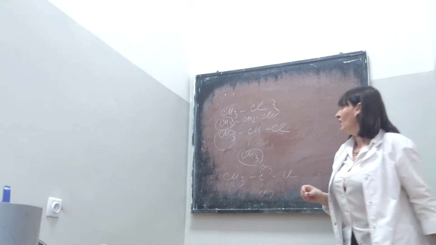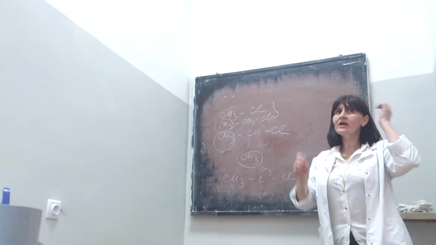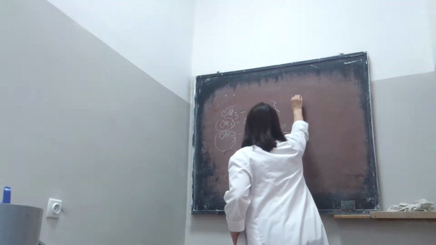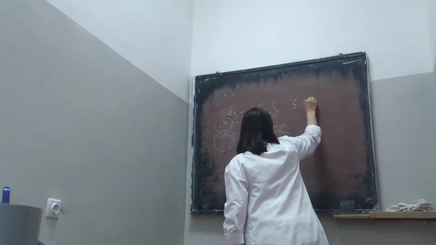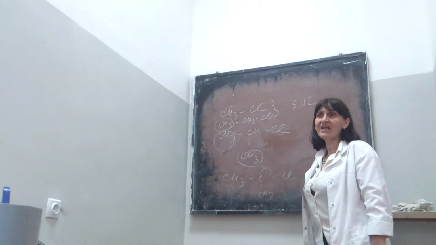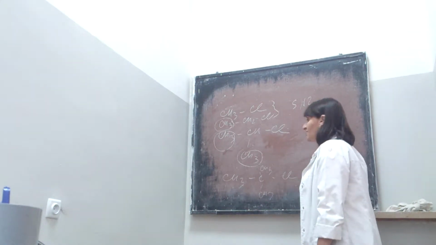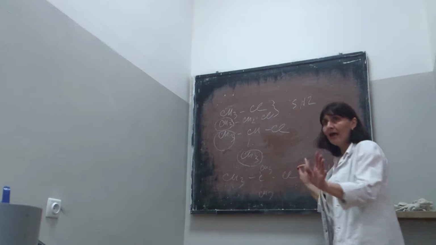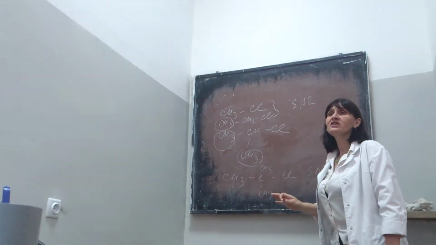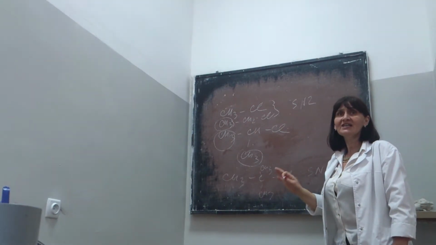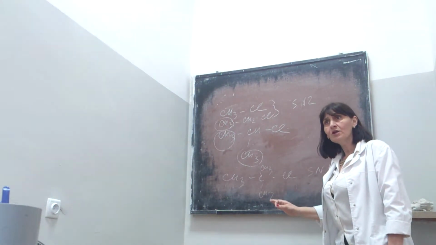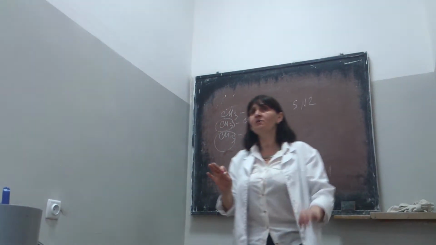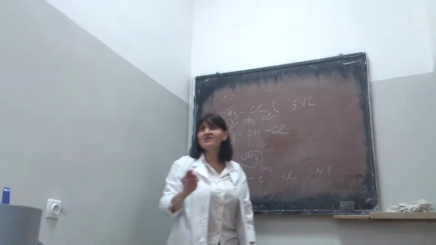Now look, if you have a primary alkyl halide, the reaction mechanism is SN2. All primary alkyl halides react by the SN2 mechanism. If you have a tertiary alkyl halide, here you have the SN1 mechanism, and if you have a secondary one, both are possible, SN1 or SN2.